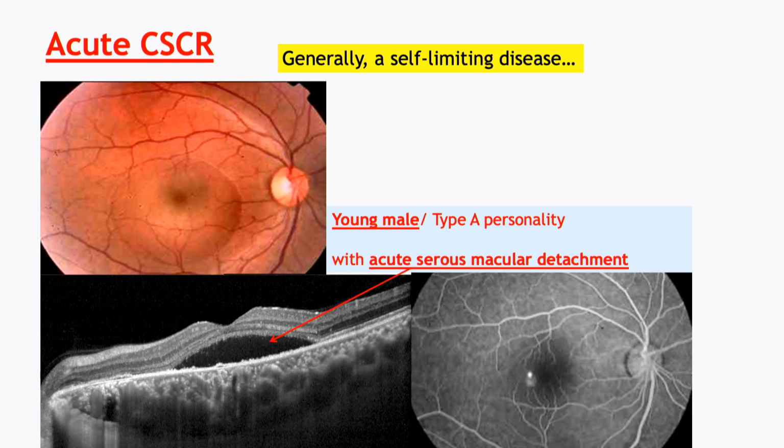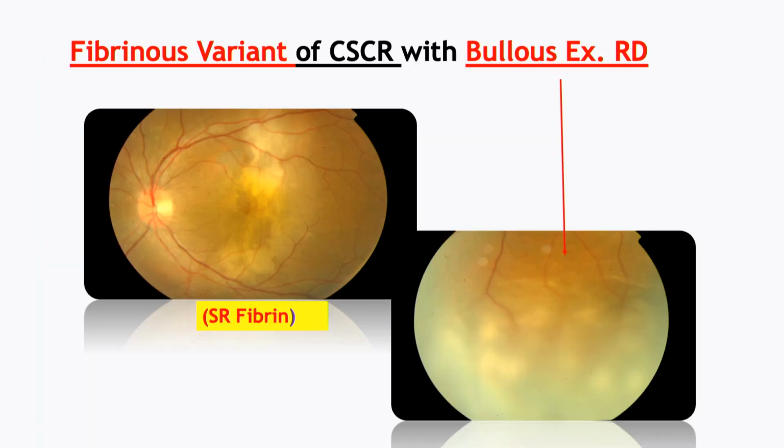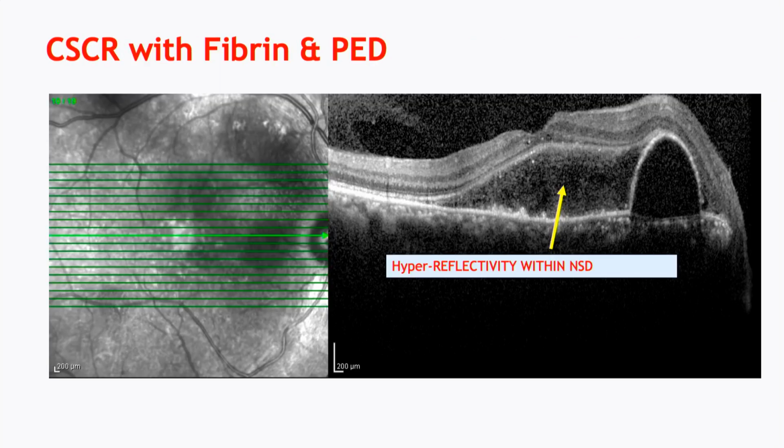Moving to another entity, acute or simple CSC, you have only a neurosensory detachment on OCT and a point leak on fluorescein. But when you move to other variants like a fibrinous variant or a bullous variant, where you have exudative detachment, the OCT signs include subretinal hyperreflectivity in the neurosensory detachment, or a serous PED with hyporeflectivity.